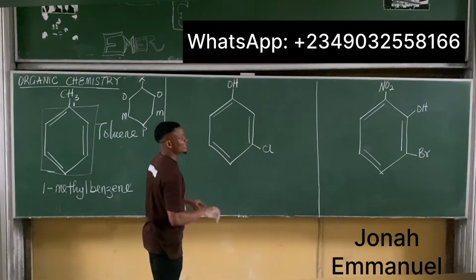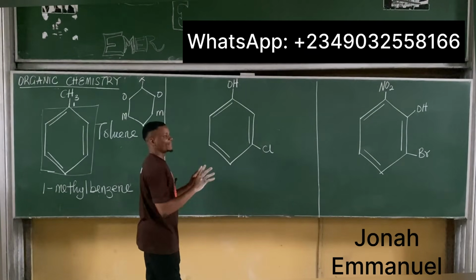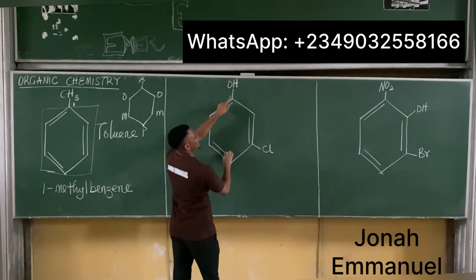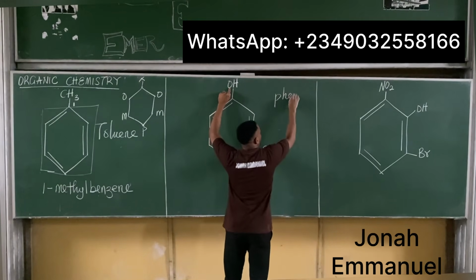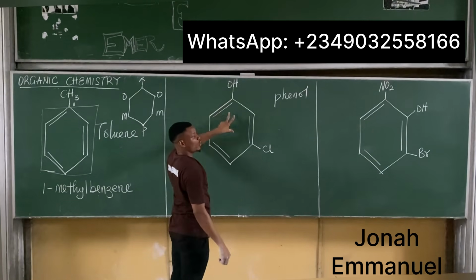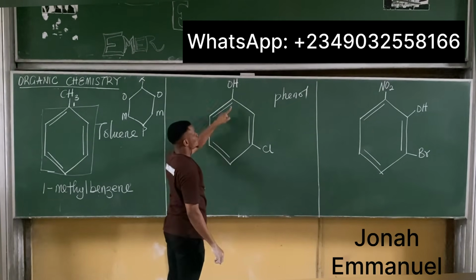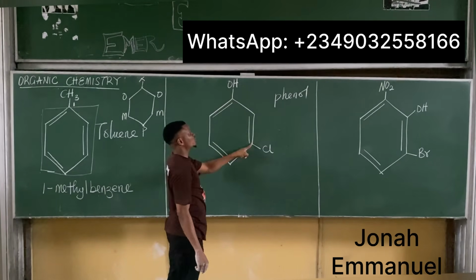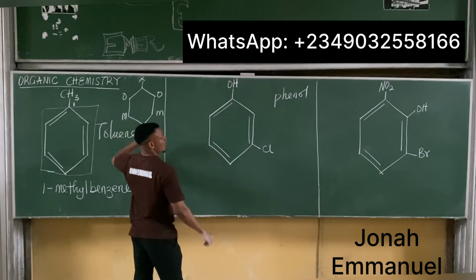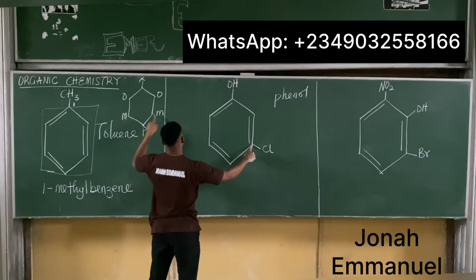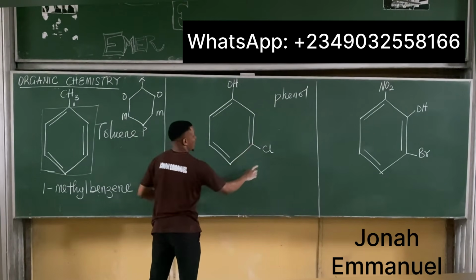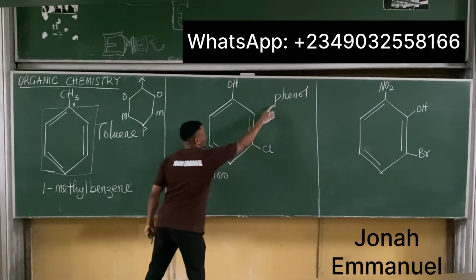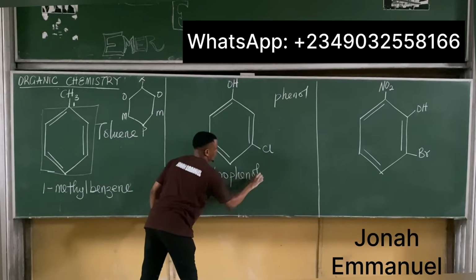Same thing here. First things first, consider this structure as a benzene derivative. By benzene derivative, I mean benzene with this one here. When benzene has an OH, it's called a phenol. So as a benzene derivative, this one becomes a phenol. That's concept 1. Concept 2: looking at this structure, I have just two substituents. And we said if you have two substituents, use OMP. Observe that chlorine is at this position, the M position. So this becomes M-chlorophenol. That's all.